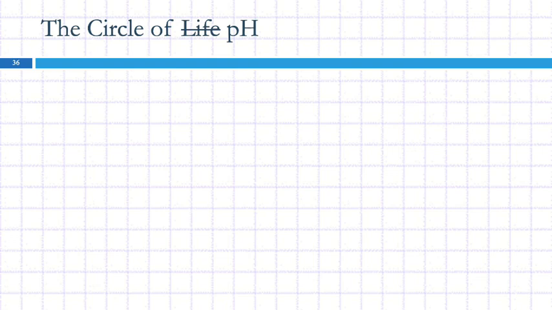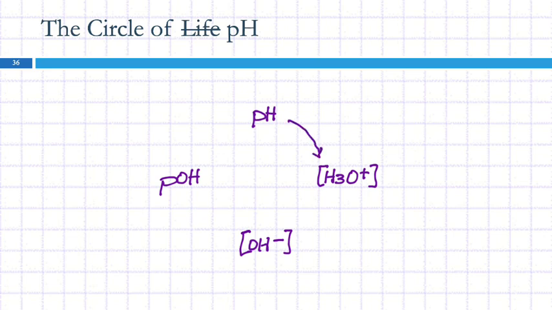So, we've talked about four different things that we can measure. One of them was pH, and one of them was hydronium ion concentration, and one was hydroxide ion concentration, and one was pOH. These are all connected to each other in what I call the circle of pH. How are these things related? Well, we've looked at the equations now that relate all of them. We just had fun deriving this one.